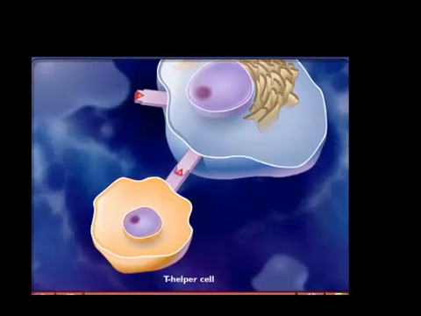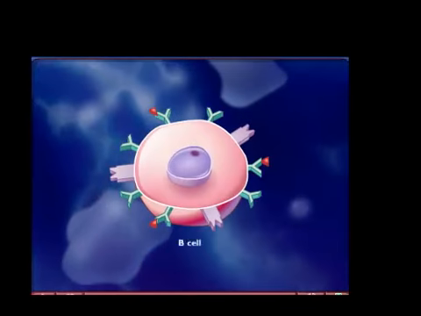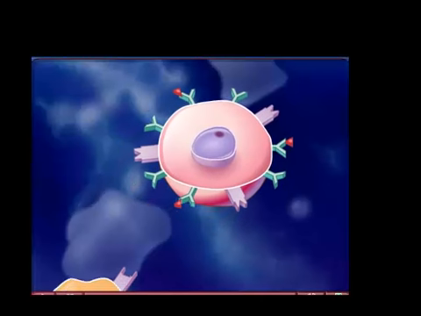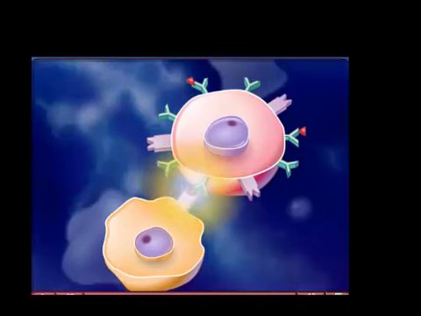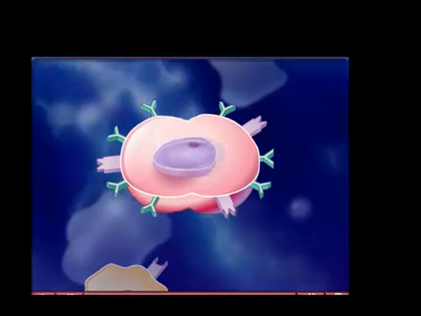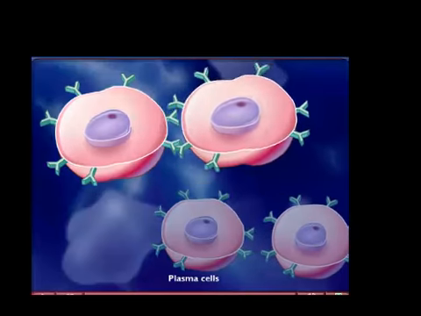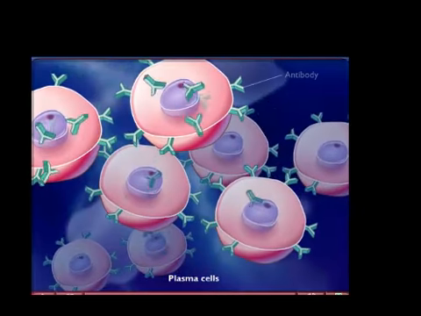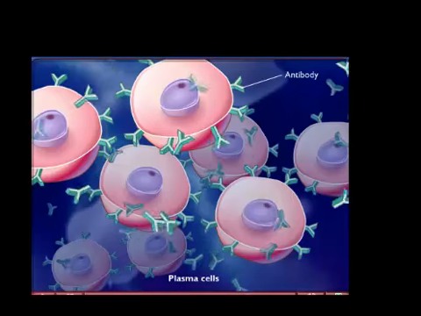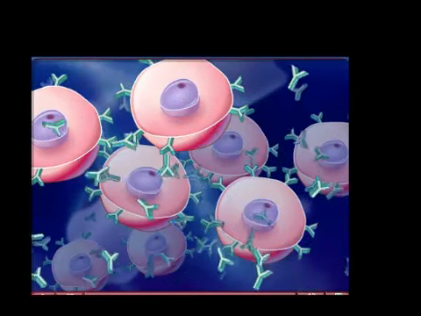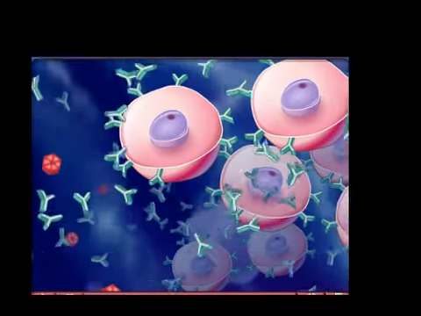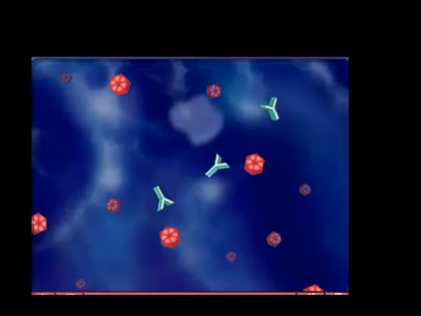With a T helper cell that can recognize the same antigen. During the interaction, B cells also come in millions of different types, each able to recognize a particular antigen. When B cells become activated by T helper cells, they differentiate into plasma cells. These plasma cells become antibody-producing factories, flooding the bloodstream with antibodies that can bind to the antigen involved in this infection. Antibodies bind to the antigens on the pathogen.